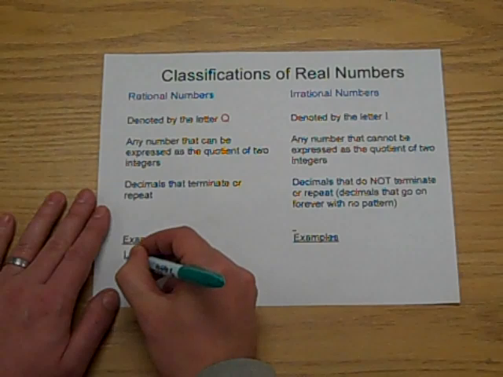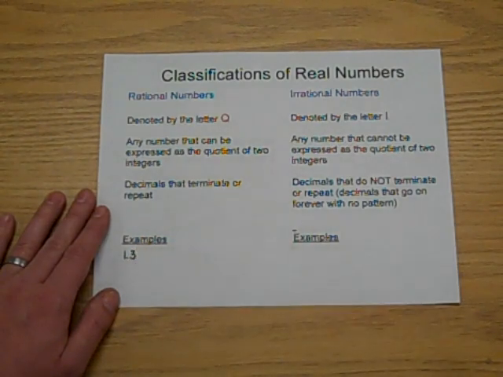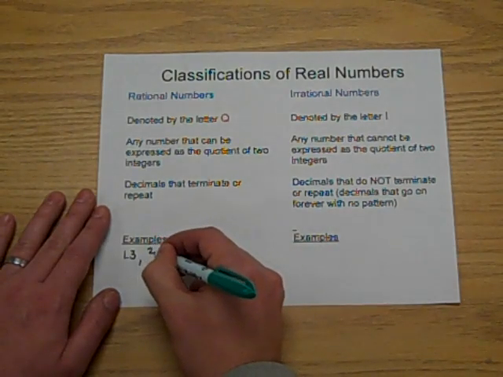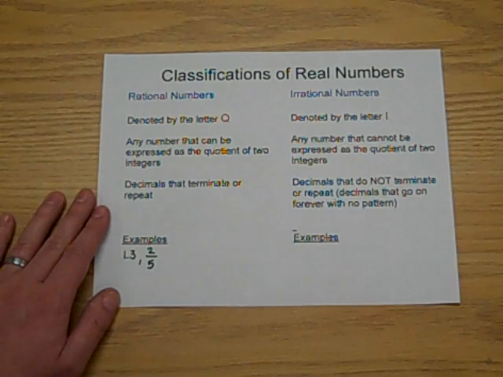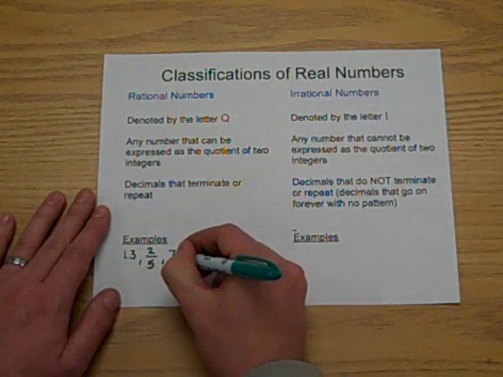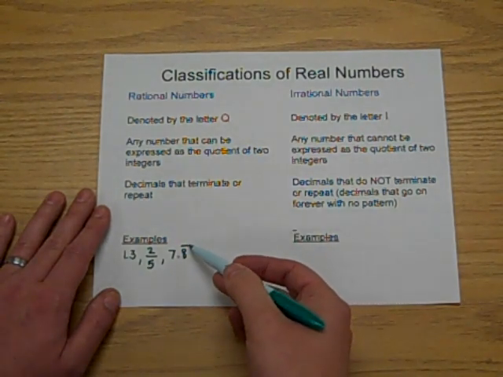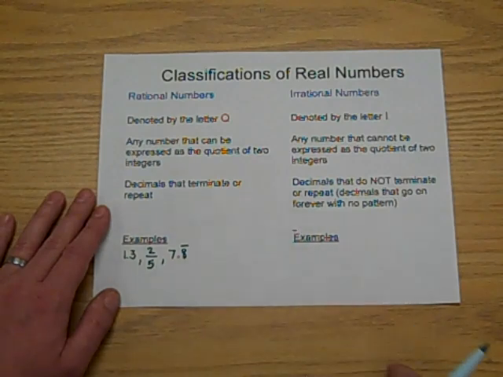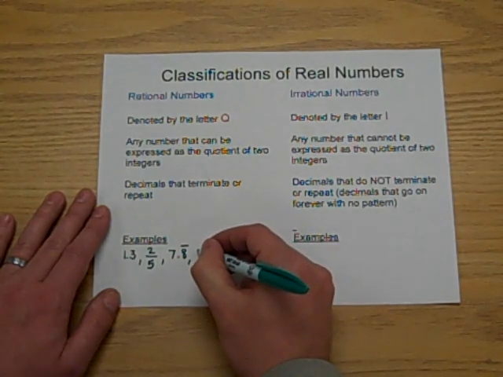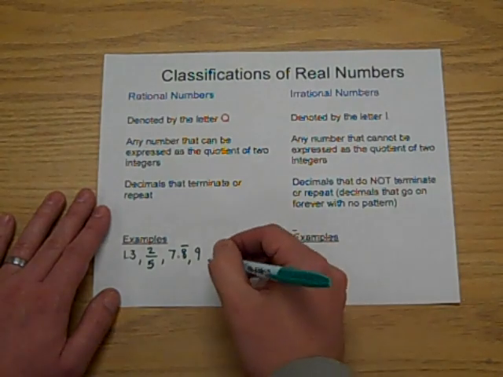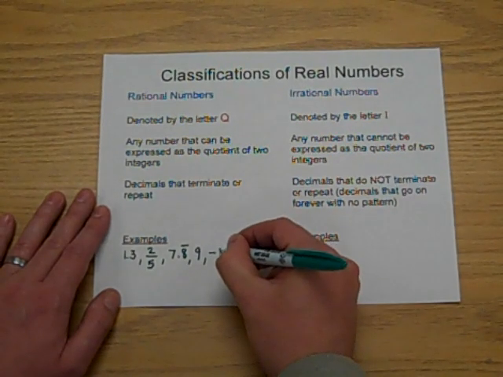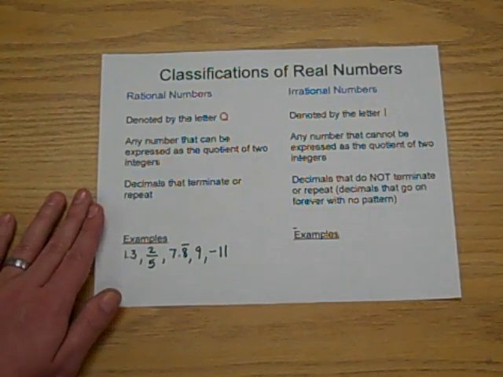Let's start with 1.3. That terminates, so that's a rational number. 2/5 is an example of a rational number. Translate that to a decimal, that's 0.4. 0.4 is a terminating decimal. 7.8 repeating. That line shows that it's a repeating decimal. Since it repeats, it's rational. 9. -11. Those are all examples of rational numbers.